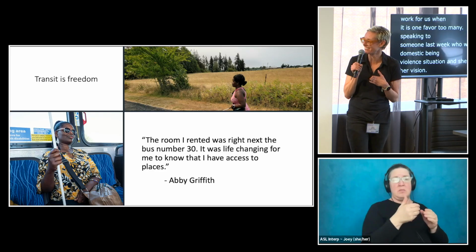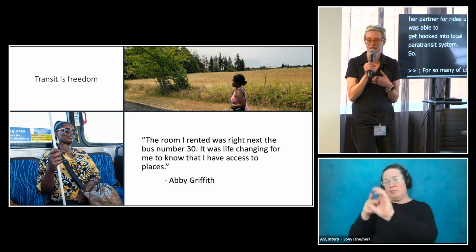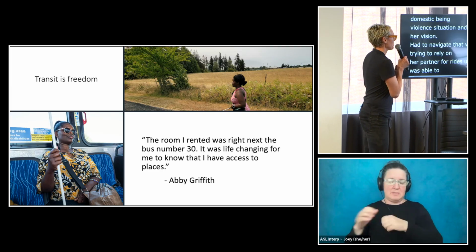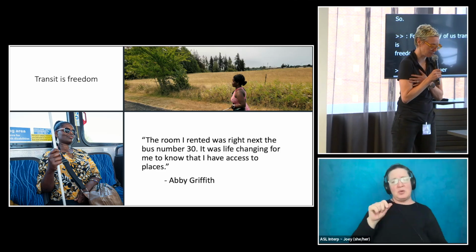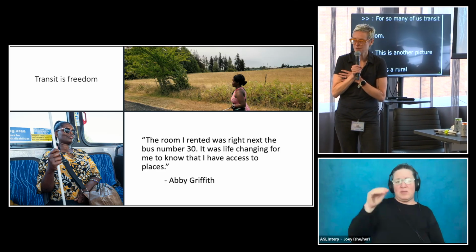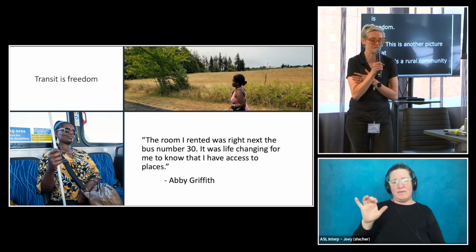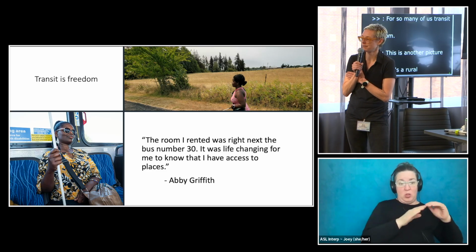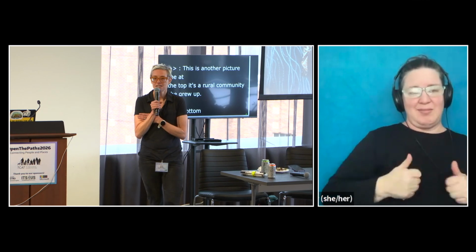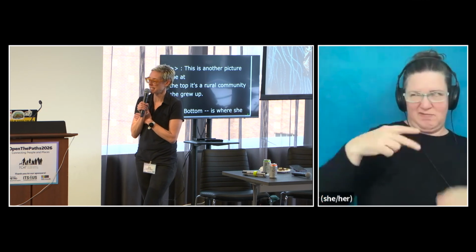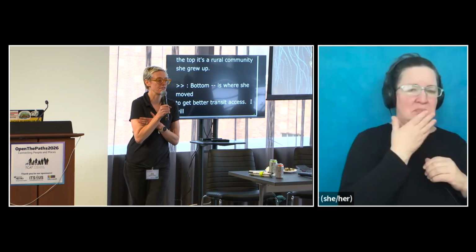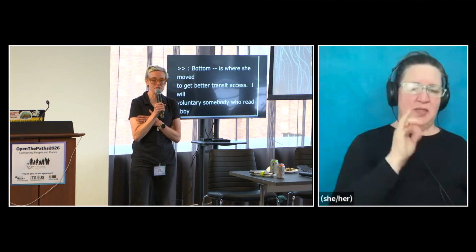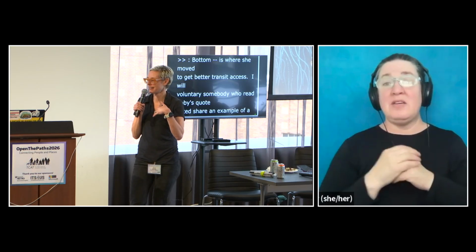This is a picture of Abby Griffith, who's someone else I worked with at Disability Rights Washington. The picture on the top is her in the rural community she grew up in, Ridgefield, Washington. And then the bottom picture is her in Vancouver, Washington, where she was able to move eventually to get better transit access. So I'm going to have someone volunteer to read Abby's quote and then share with me an example of a time that you were able to take transit somewhere and it felt like freedom.